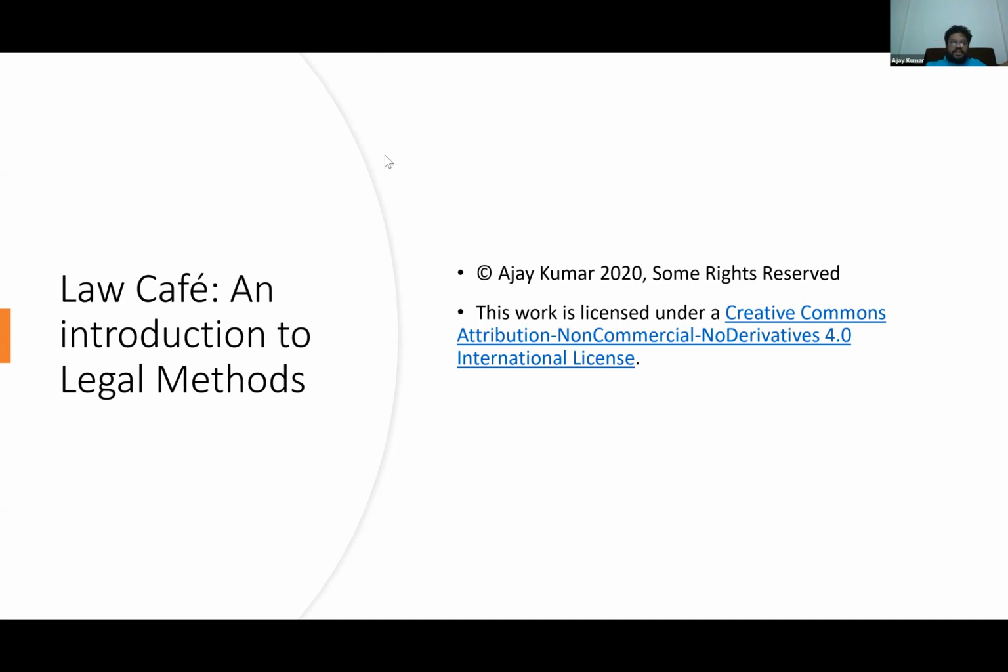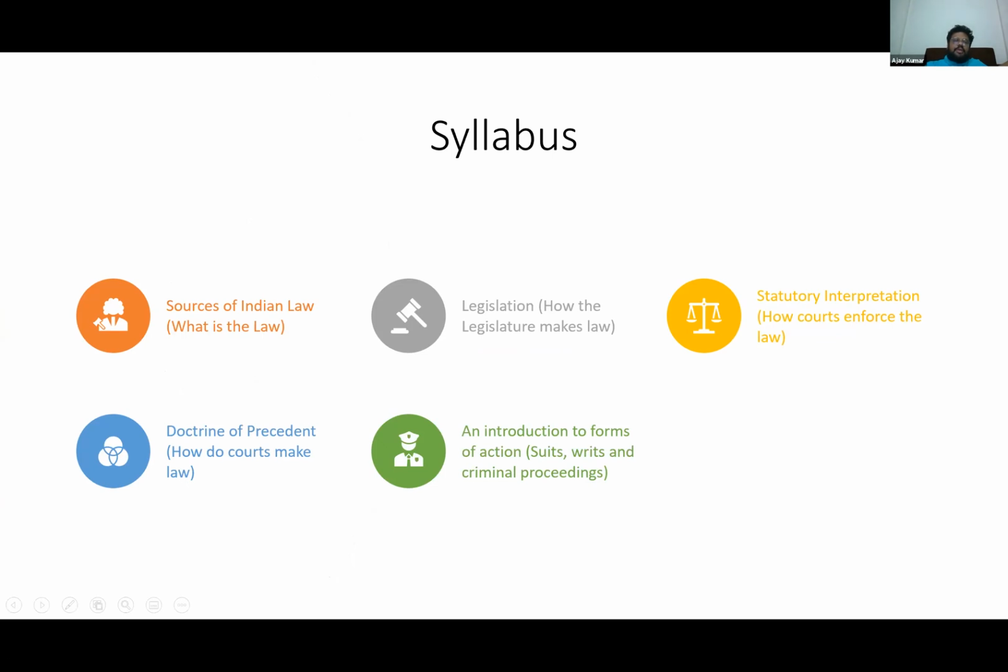So now the first question we ask in something like this is, what are we going to be covering, obviously? So I had said this in my intro, but here. Today we'll be covering the sources of Indian law, what is legislation, how the legislature makes the law, statutory interpretation, how the courts enforce the law, what is precedent and why it is very important in our system of law, and an introduction into what are called forms of action. So there are multiple legal actions, but each one takes a different form. So forms of action is important in order to actually reconcile it with your reliefs.